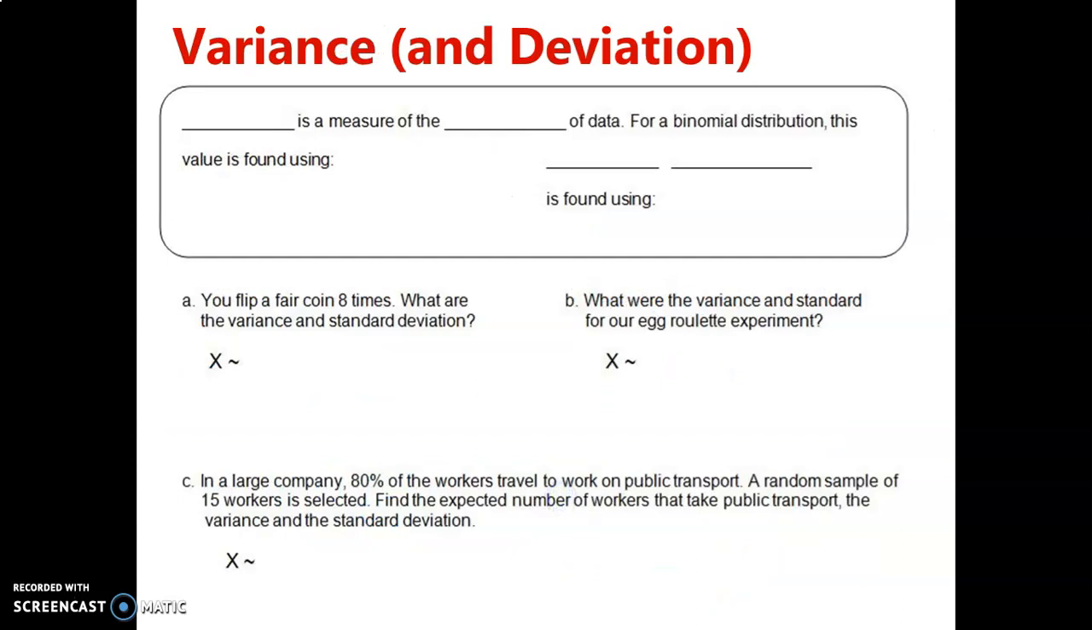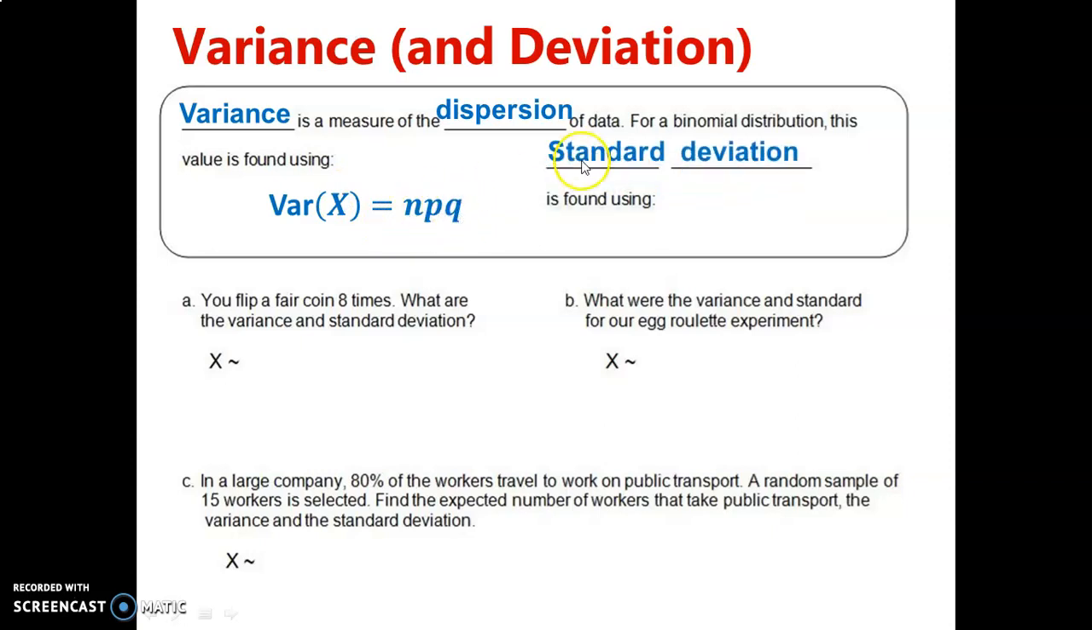Okay, so that was expectation or mean, and now we're talking about variance or deviation. Variance is a measure of the dispersion, which means spread, of data. For a binomial distribution, this value is found using this formula. So the variance of random variable x is n times p times q. We'll talk about what q is in just a moment. Standard deviation is found using this formula: the symbol for standard deviation equals the square root of variance.